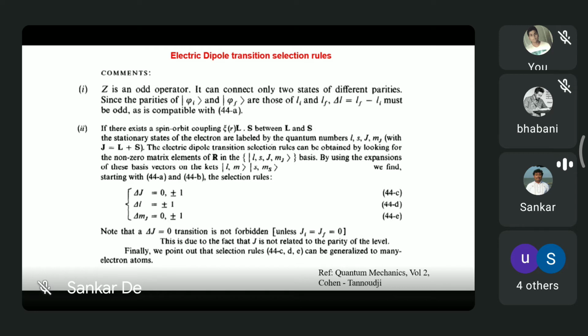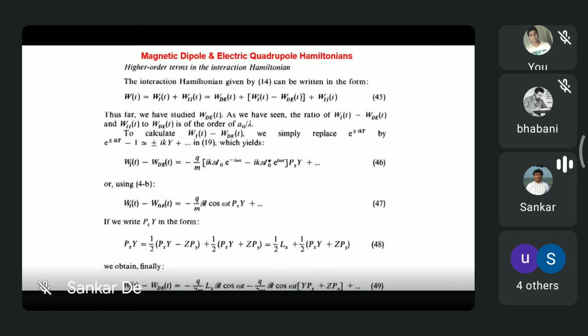From the selection rules you are getting for electric dipole transition, usually the J term will come when we have interaction with spin orbit coupling, and then more quantum numbers will come, and the selection rules will be extended to the new quantum numbers, J and M_J. So this is what it said, and we will come to that point later on when we introduce J. So this is about electric dipole transition rules. And next we went to magnetic dipole and electric quadrupole transition rules.